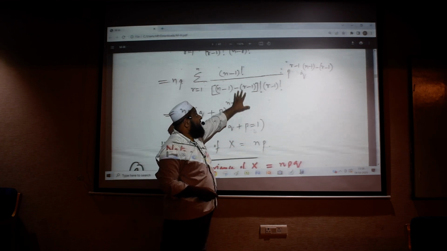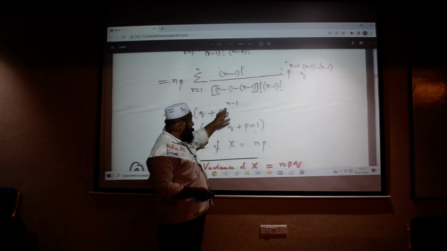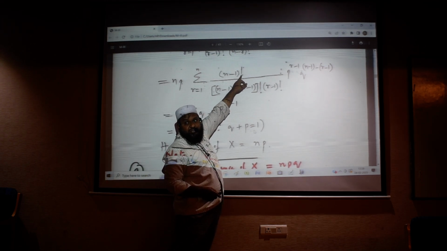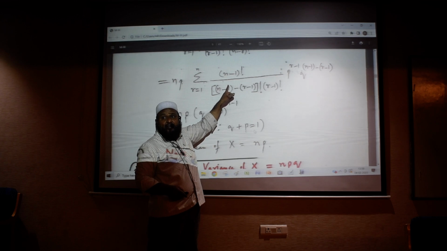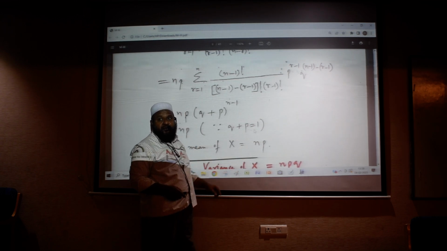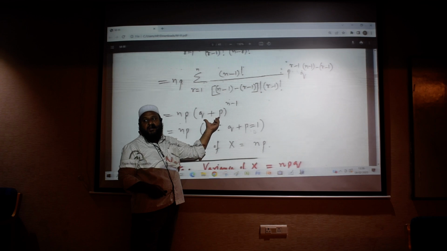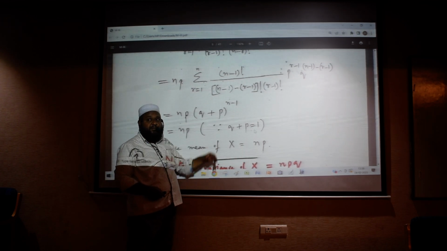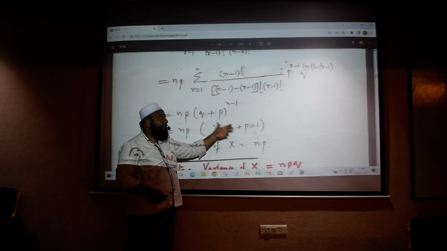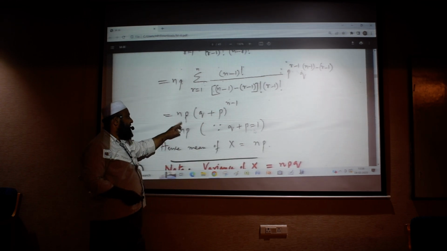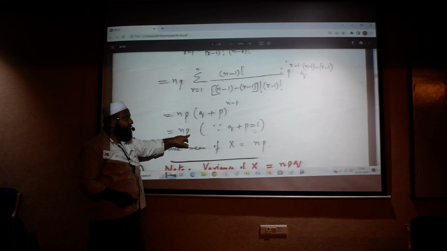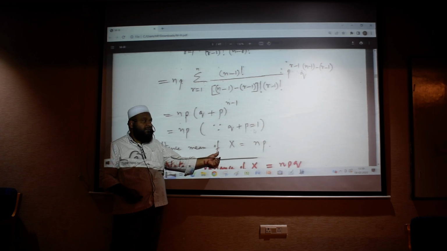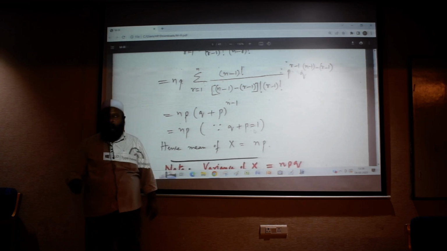That complete summation gives (q plus p) whole power n minus 1, because you are using n minus 1 factorial here, not n. That is why it is (q plus p) whole to the power of n minus 1. I hope you got it. Now what is q plus p? That is 1. So 1 to the power of n minus 1 disappears and you will have just np, n into p. So what is the mean of capital X? np. That random variable's mean is n into p. I hope you are clear about this.